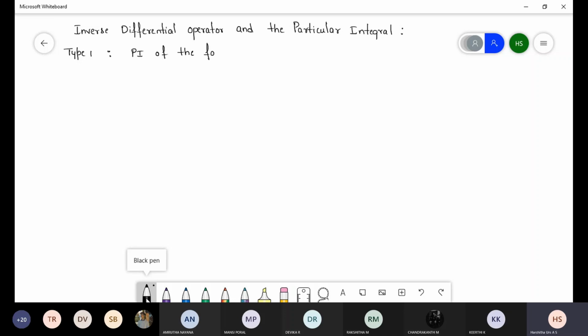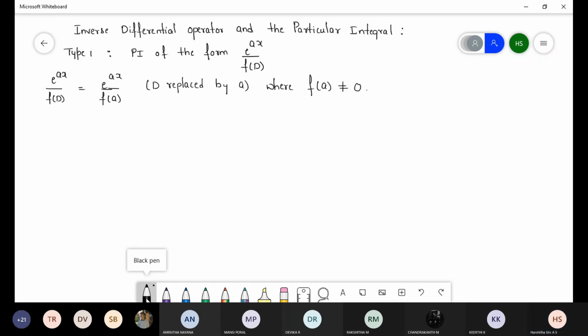Particular integral of the form e power ax divided by f of D. Here what we have to do, e power ax divided by f of D is equal to, D should be replaced by A, where f of A is not equal to 0.